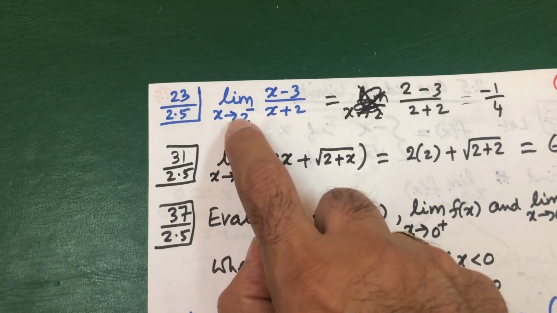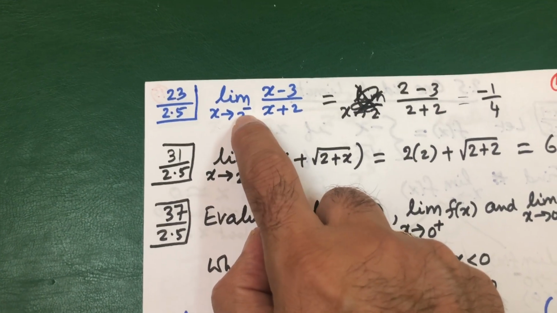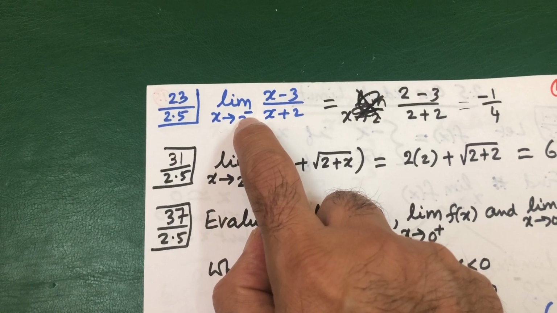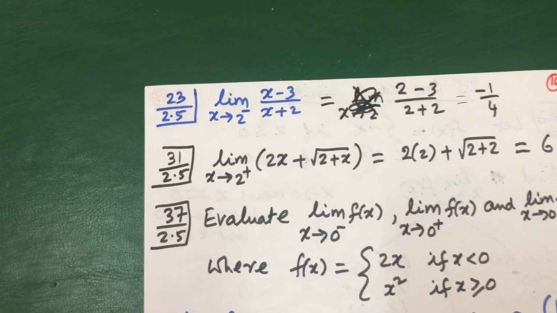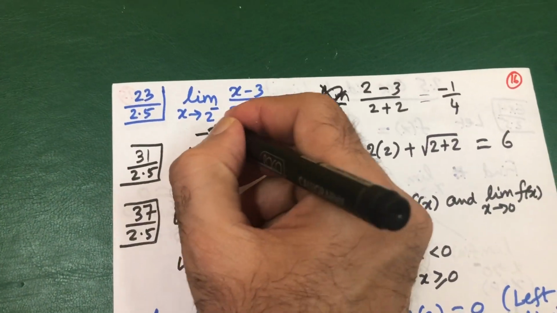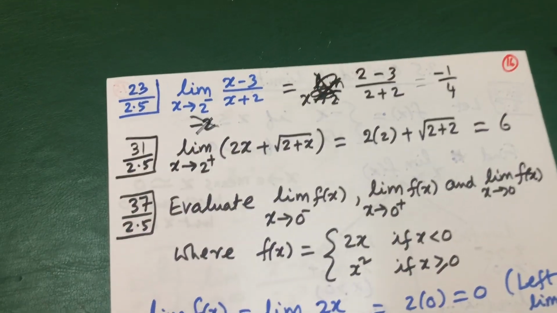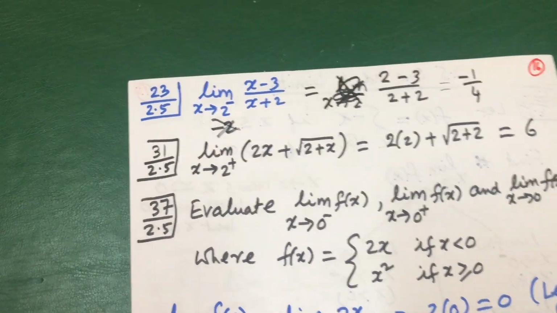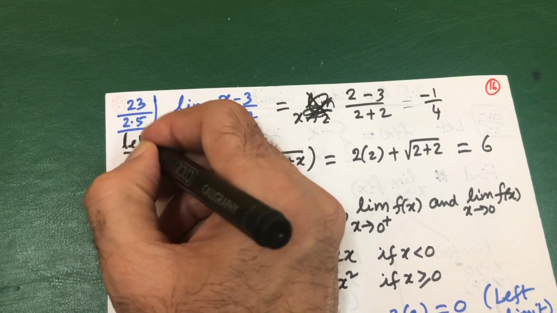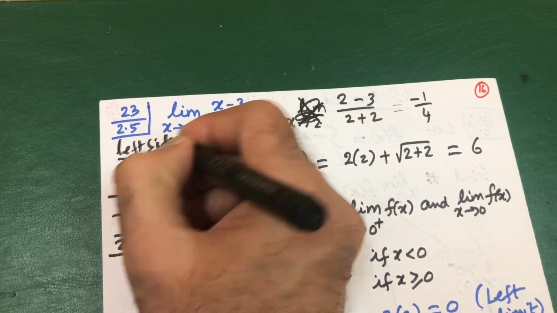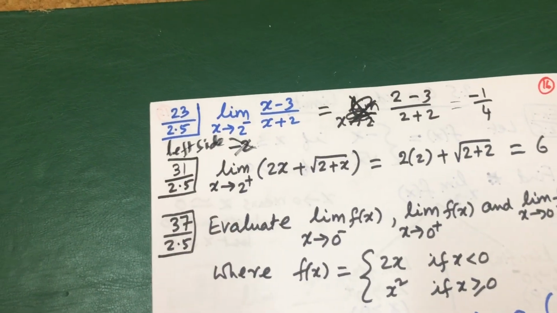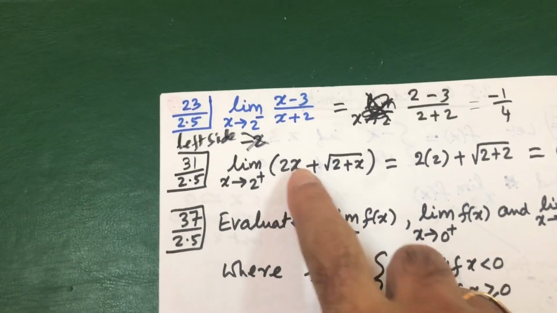So how to do the limit problem? Simply put x equal to 2, not 2 minus. Don't write minus 2, please. If you write minus 2, it is wrong. This is not minus 2. You have to put only 2 minus, which means left side. 2 minus means left side. Okay? 2 minus means left side.